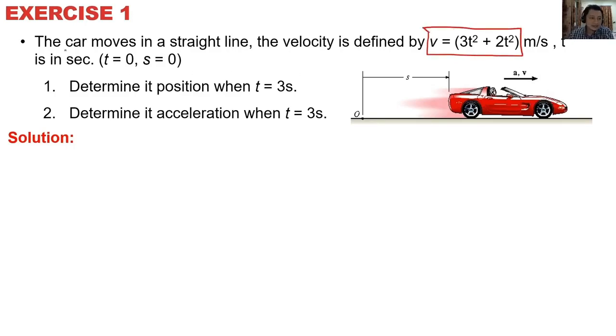So this car moves in a straight line. Velocity is this one, where time is in seconds, and when t is equal to 0, s is equal to 0. So the initial condition is when t is equal to 0, displacement is also 0, meaning originally the car is from here. It travels. Find the position when t is equal to 3 seconds.